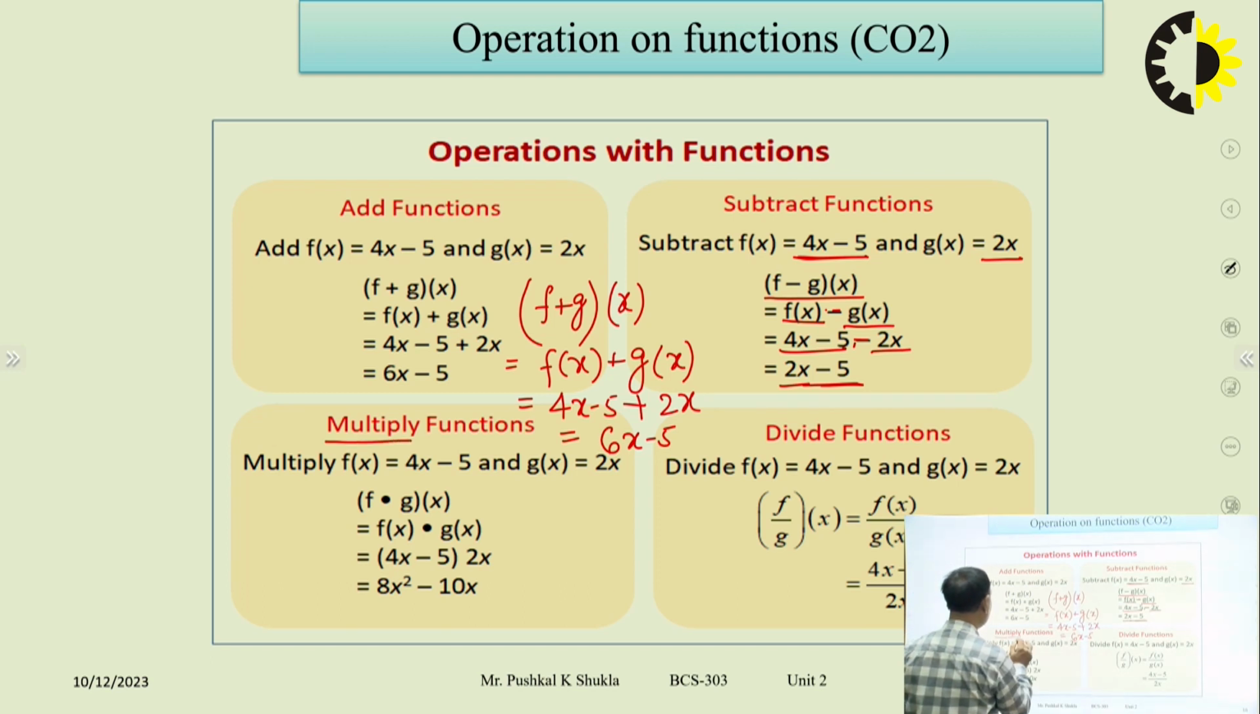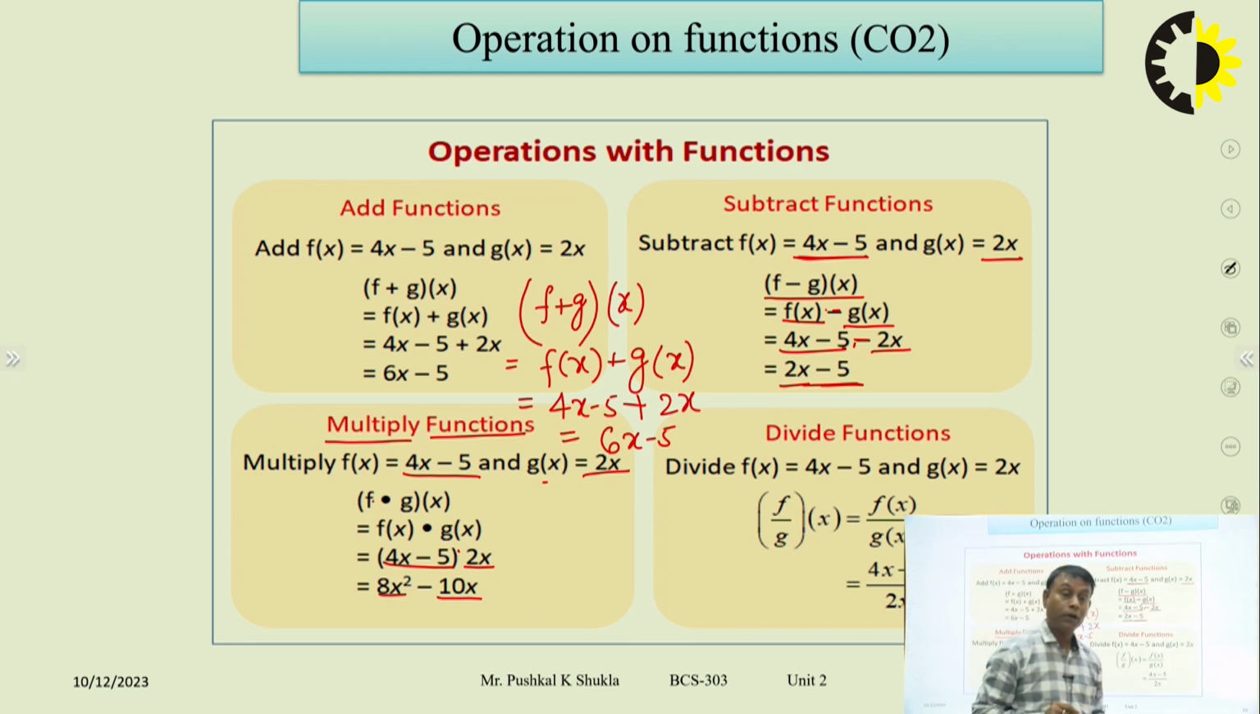Multiply function. f(x) equal to 4x minus 5 and g(x) equal to 2x. The multiplication of the two functions, (f dot g)(x), that is f(x) dot g(x), that is (4x minus 5) dot 2x. This will be 8x squared minus 10x. So this is the way to calculate the multiply function.